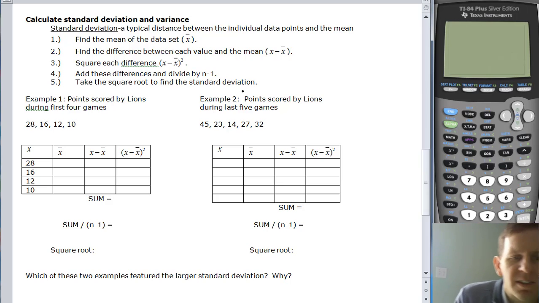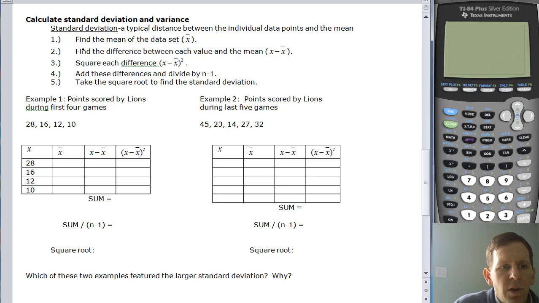So it's kind of a complicated explanation. The calculations aren't difficult to do, but it takes a little bit of time to kind of get that. So we're going to look at points scored by the Lions during the first 4 games. We're going to say they scored 28 points, 16 points, 12 points, and 10 points.